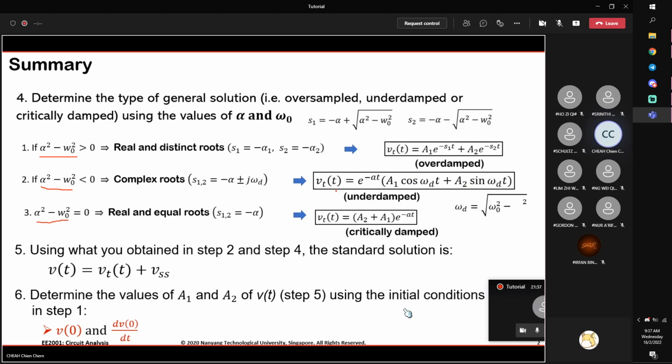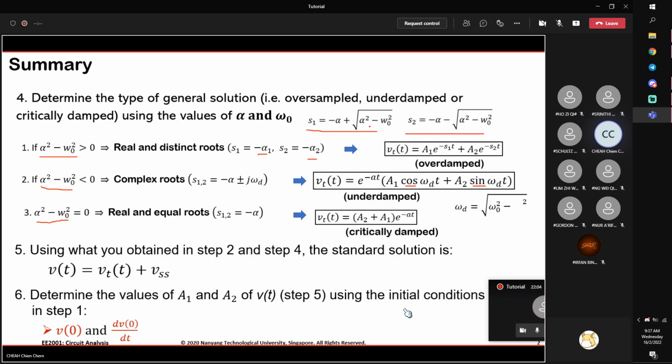So it's easy to remember. Underdamped, you get oscillation, so you get the sine and cosine, right? The other two, there's no oscillation, which means that they are all exponential terms. And overdamped means that you have two distinct roots. This means that when you calculate S1 and S2, based on your characteristic equation, because you have real roots, you get two distinct values.